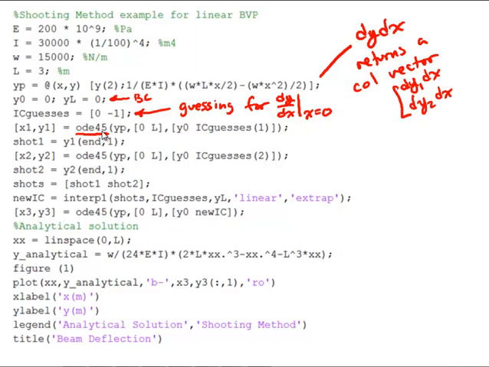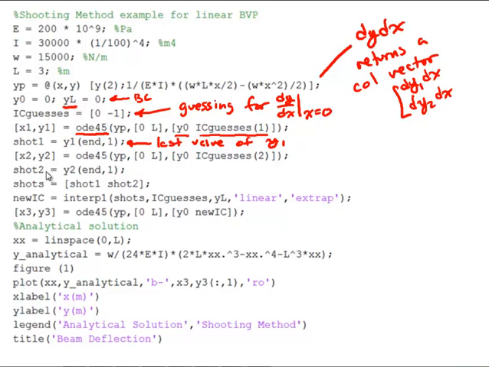For our first integration, we call ODE45 with the first guess, IC guess 1, and then our known boundary condition, y0. All we are interested in from that first integration is the last value of y1, because we want to compare that last value of y1 to the target boundary condition, YL.